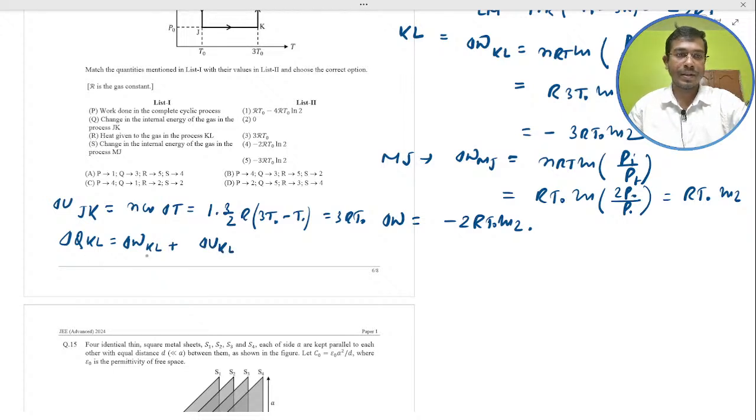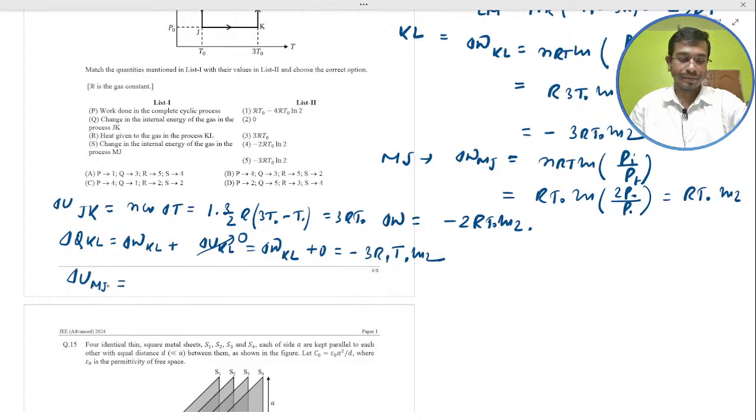Now the change in the heat del Q in the KL part is del W KL plus del U KL. Simple, Q equal to W plus U. This is equal to del W KL. Here the temperature is constant, meaning U is constant, so del U is 0. It will become plus 0. So you would get minus 2 R T naught ln 2. Lastly, for del U in MJ, this will become n Cv del T. Here T is constant, so it is 0. Now check one after another.